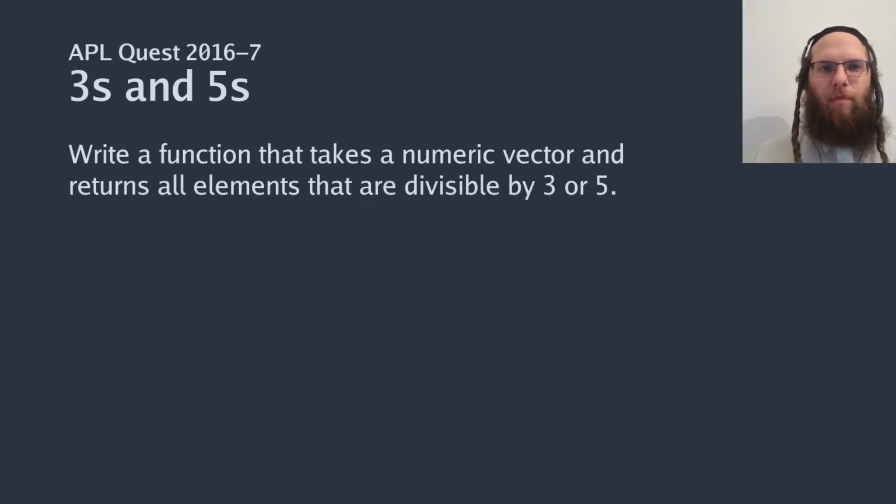This is the 7th problem from the 2016 round of the APL problem solving competition. We are to take a list of numbers and filter it such that the only numbers that remain are those that can be cleanly divided by either 3 or by 5, or, well, by both.